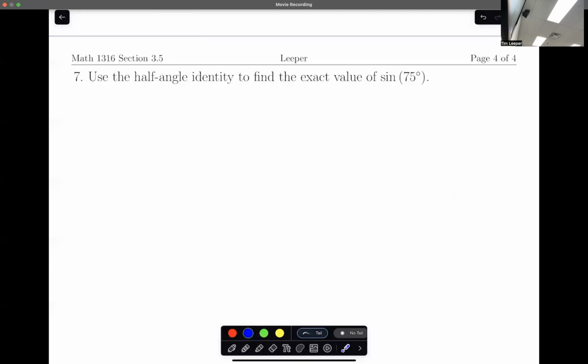Hey, guess what? You have another one to do. This one, the sine of 75 degrees. Have fun with it. You're like, I knew it. Yeah, you did.